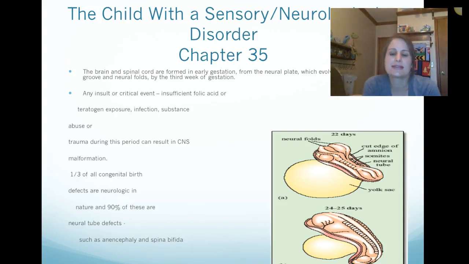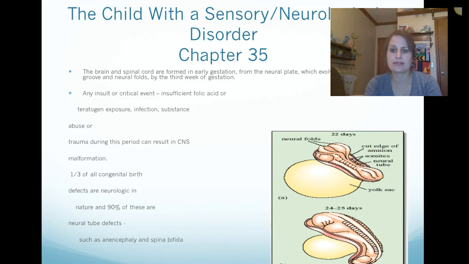Okay, hey guys. So today we're going to discuss chapter 35 real quick, the sensory and neurological disorders. A lot of this we already kind of talked about when we were talking about chapter 21 and the congenital defects. So if you have any questions or you can't really remember that, go back to that chapter and reread some of those things.